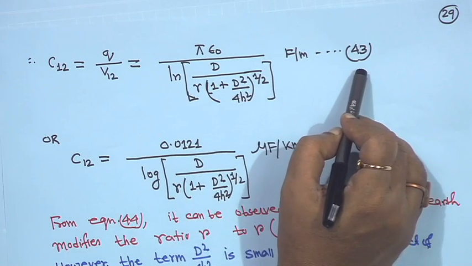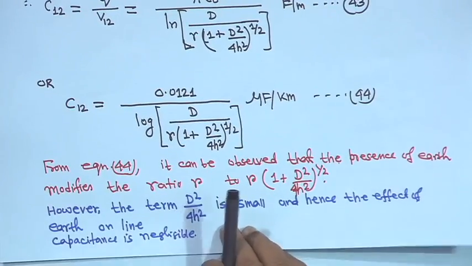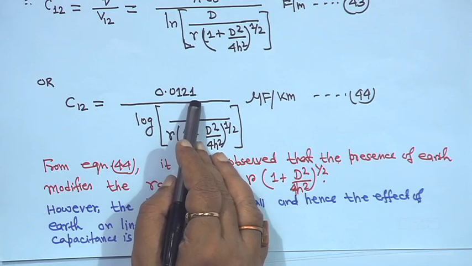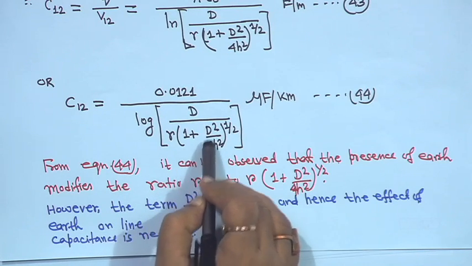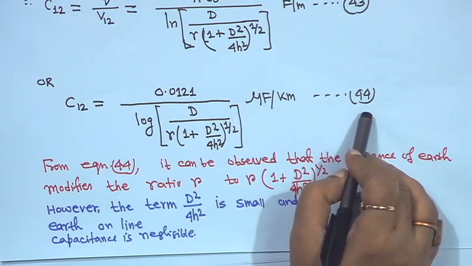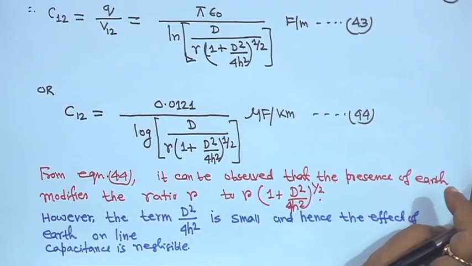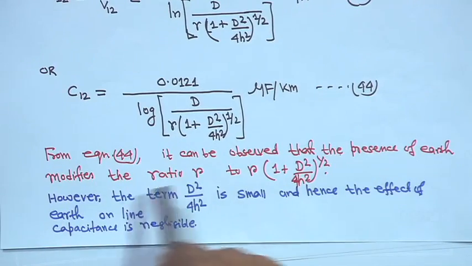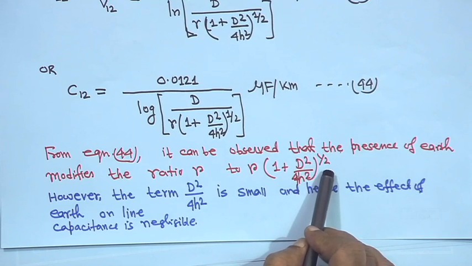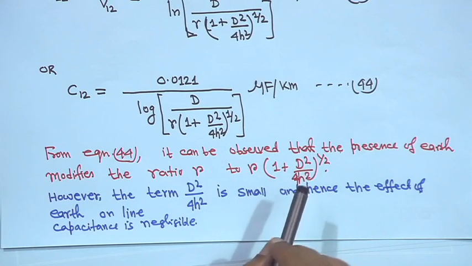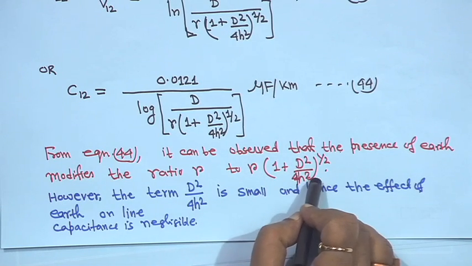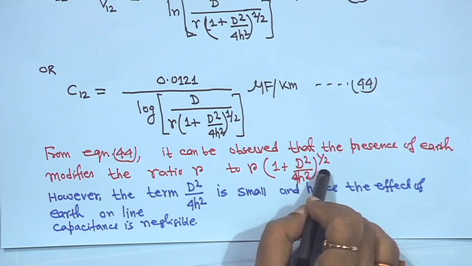This is equation 43. Now, if you convert it to log instead of natural log, then C12 is equal to 0.0121 divided by log d upon r into 1 plus d square upon 4h square to the power half microfarad per kilometer. This is equation 44. Now, in equation 44, it can be observed that the presence of the earth modifies the ratio r to r into 1 plus d square upon 4h square to the power half. Earlier, when the effect of earth was not there, it was r only, but now with this, a factor 1 plus d square upon 4h square to the power half is multiplied.